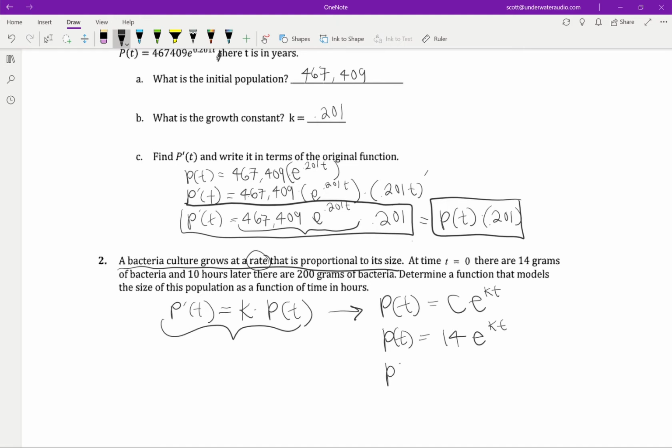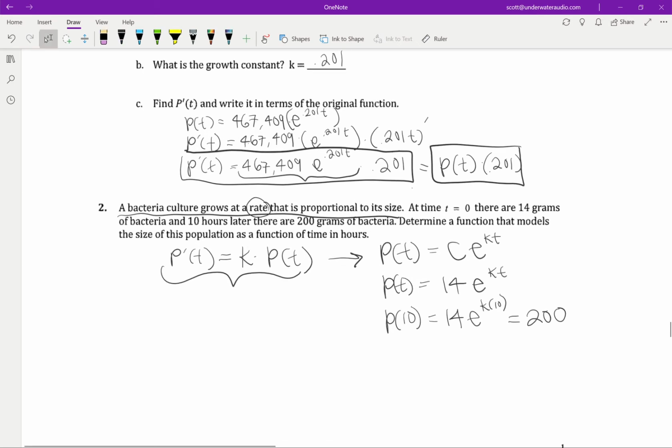So at P of 10, so 14 e^(10k), right? I'm just plugging in 10. When I do all of that, I should get 200 out. So this part's kind of confusing. It looks like there are two unknowns, but if you recall, the letter e represents a number, 2.718, something like that. So there's only one unknown, and that's k. So I can solve for k, and then I'll be able to write my equation. It says determine a function that models the size of this population as a function of time in hours. So that's what I need to do.